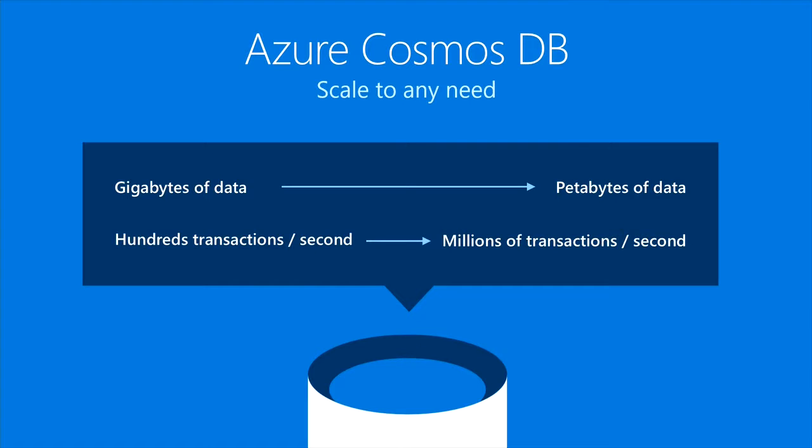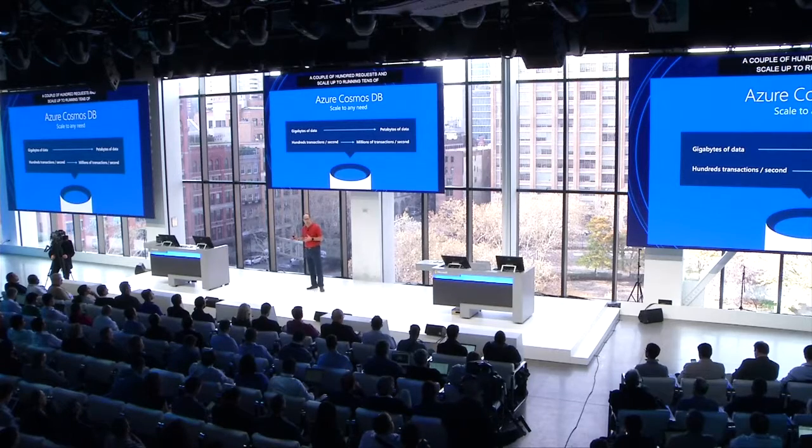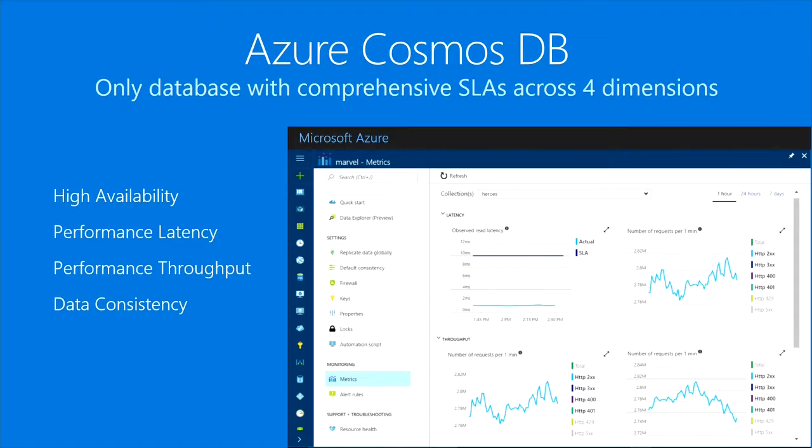And best of all, with Cosmos DB, you only pay for the storage and performance throughput that you provision, making it incredibly cost-effective. And Cosmos DB is the only database out there with comprehensive SLAs across availability, data consistency, and performance. Cosmos DB, in fact, guarantees single-digit millisecond response time at the 99th percentile as one of the SLAs. And you can directly monitor this and all the other SLAs from within the Azure Management Portal.